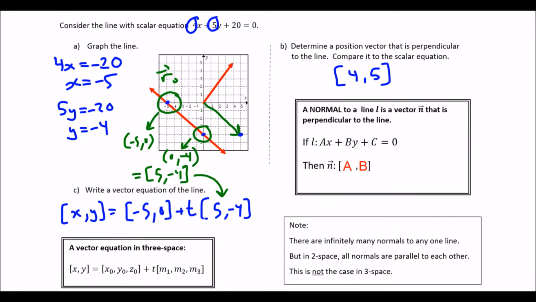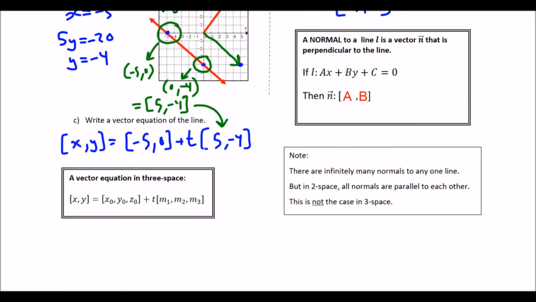Alright, vectors in 3-space, so here we go. By the way, there are infinitely many normals to any one line. In 2-space, all normals are parallel. However, this is not the case in 3-space. Very interesting. Now, vector equation in 3-space.